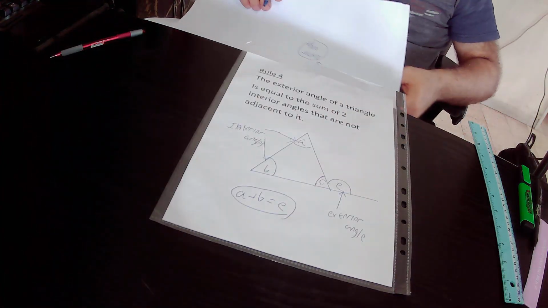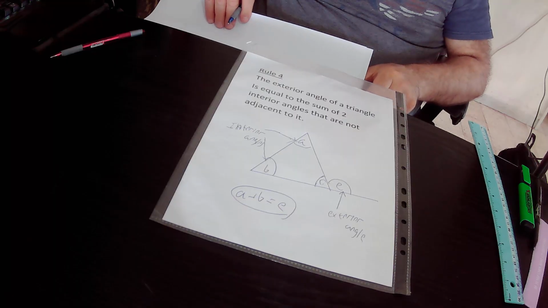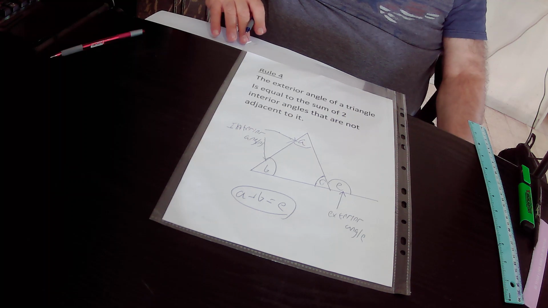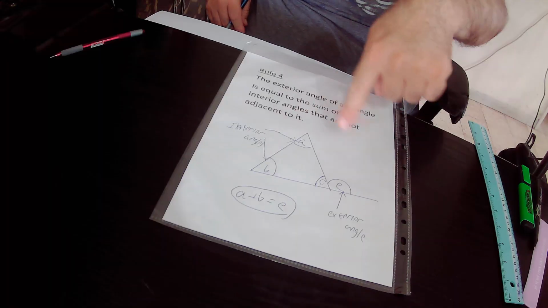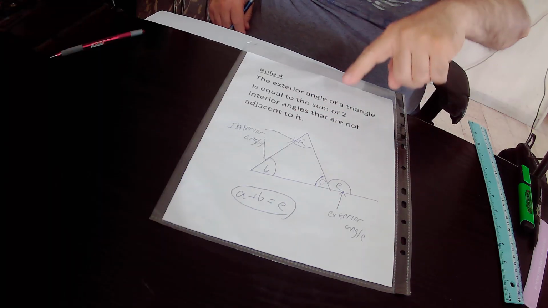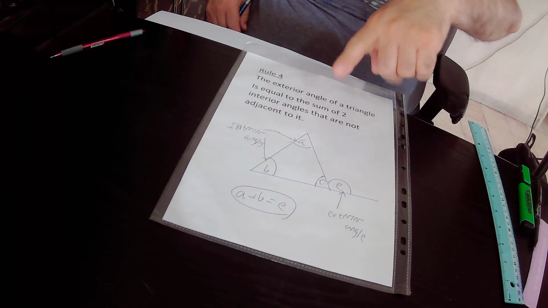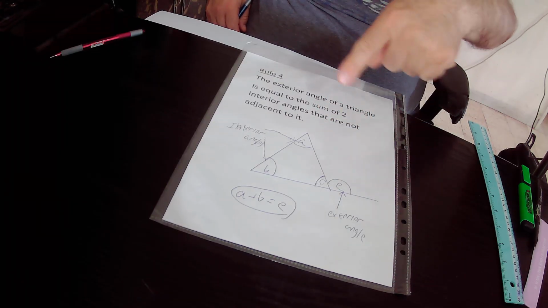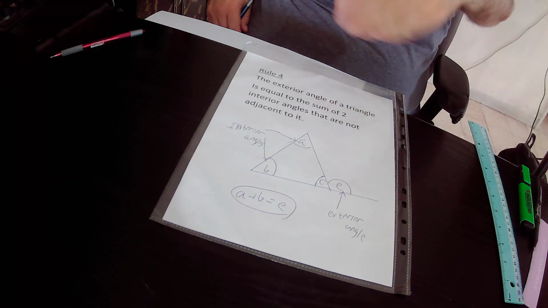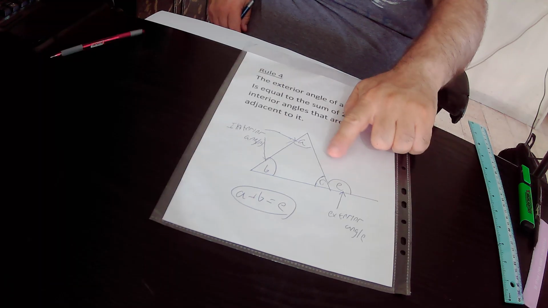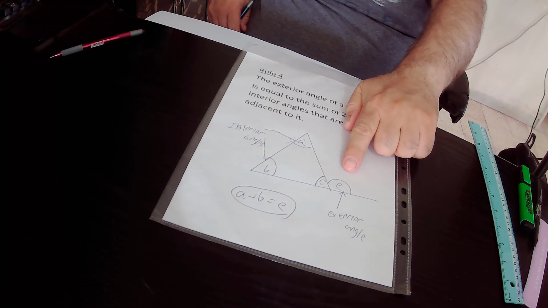According to rule 4, the exterior angle of a triangle is equal to the sum of the two interior angles that are not adjacent to it. So in the drawing we have this triangle. Inside this triangle we have angles A, B and C. All those angles are defined as the interior angles of this triangle because they are located inside the triangle, while this is angle E, located outside this triangle, and therefore angle E is defined as the exterior angle of this triangle.